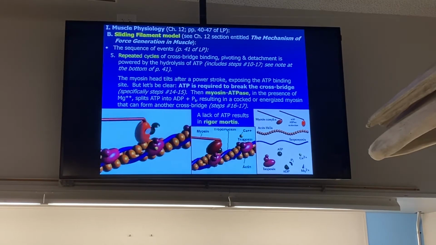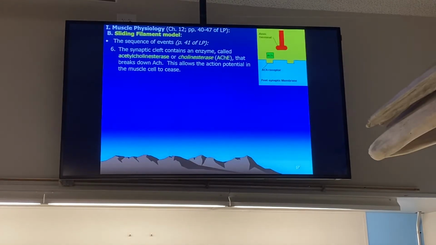All right, so that's contraction. Steps 1 through 5 is contraction. Steps 6 through 10 is how to shut it off.